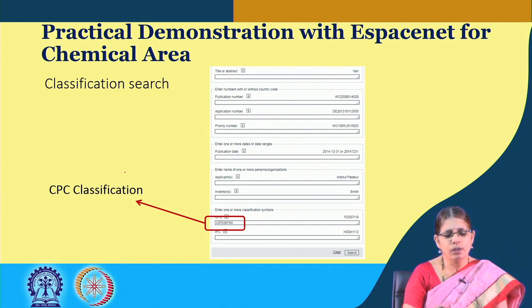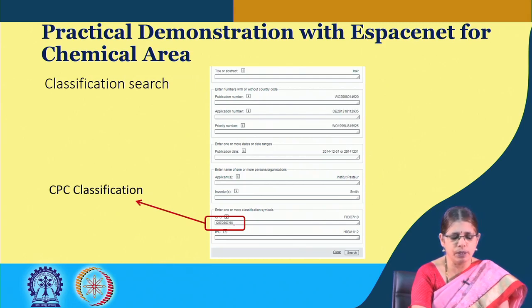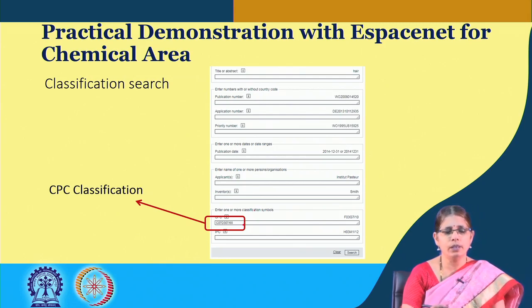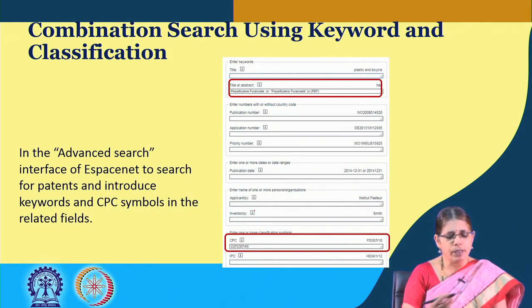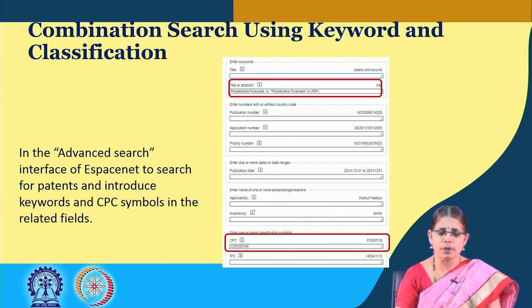So, the area of the PEF can be looked at from the point of view of even inputting the specific classification code. For instance, here we are giving the specific classification code, and then one can look at the hits in relation to that. Now, advanced search option is one good option in order to look for patents in this particular area.